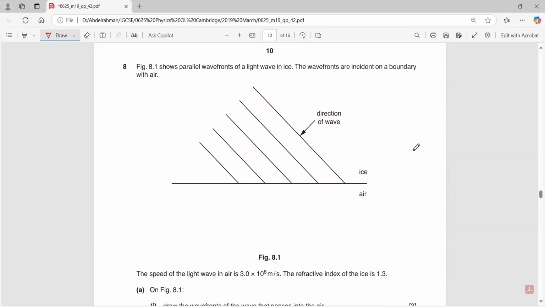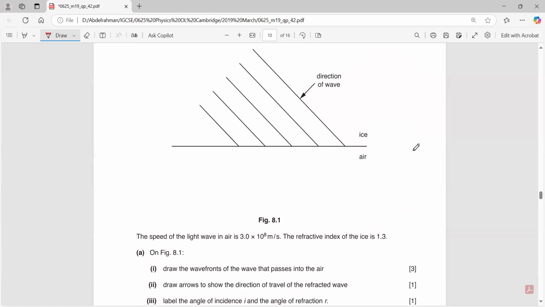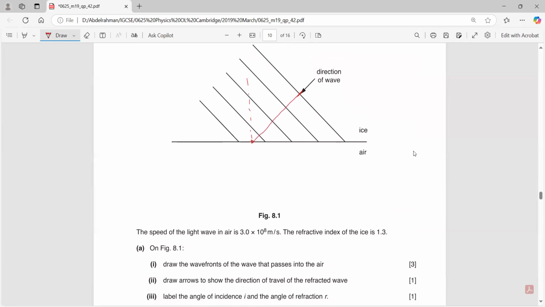Figure 8.1 shows parallel wave fronts in ice. The speed of the light wave is 3 times 10 to the power of 8. Refractive index is 1.3. On figure 8.1, draw the wave fronts that have passed into the air. It's moving from ice into air. Draw the arrow. Let's show the angle of incidence, angle of refraction, everything. First of all, you have to continue this line, and then at this point, draw a normal line. So this is the normal.